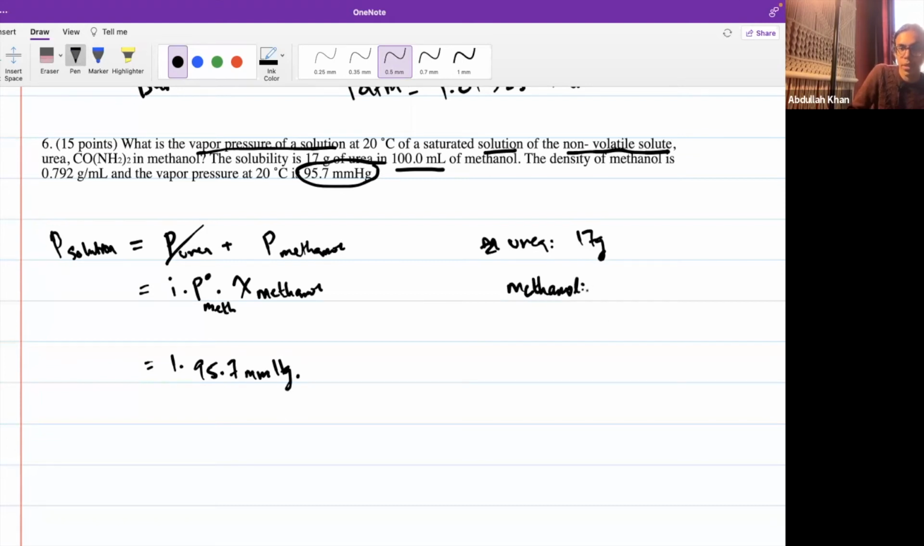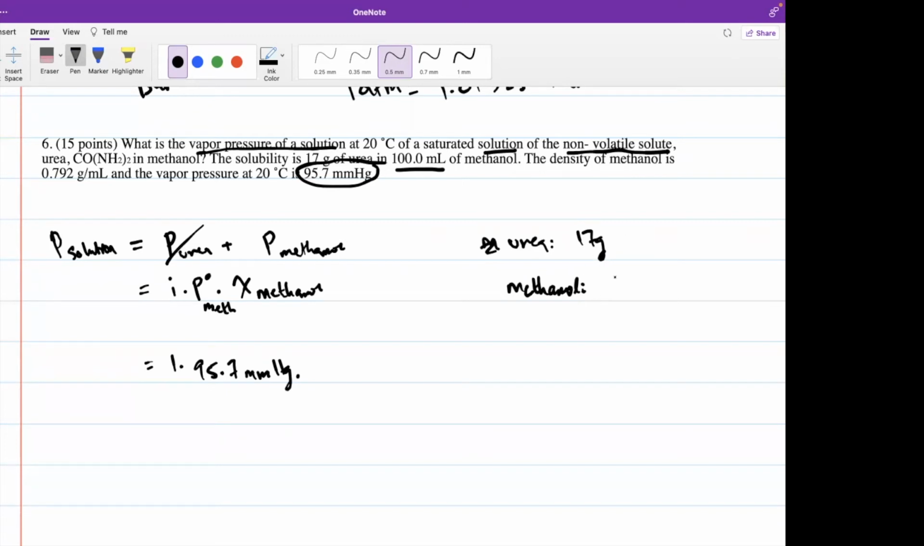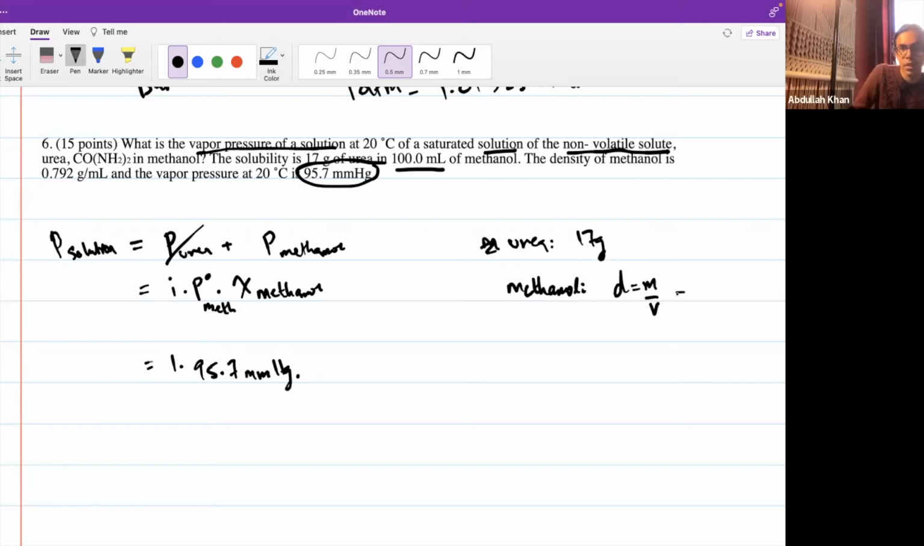What information do I use? The density of methanol. Good. Density is mass over volume, and so mass is density times volume. So it's 0.792 times volume, which is 100. And that tells you something in grams. Great, you have both in grams.